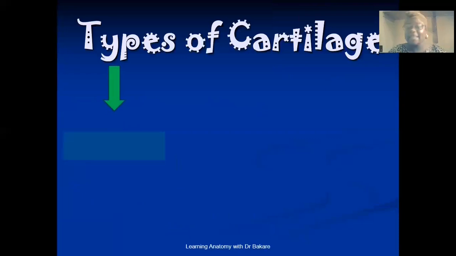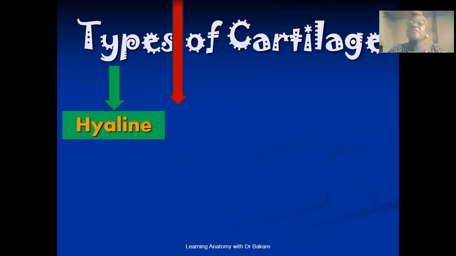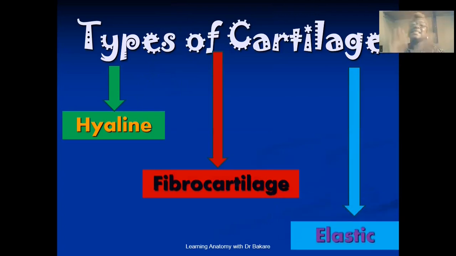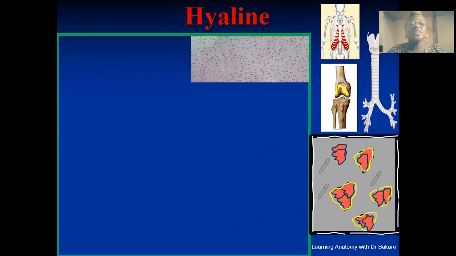So now let's look at the different types of cartilages that we have. We have the hyaline type of cartilage, then we have the fibrocartilage, then finally we have the elastic cartilage. These are the three types of cartilages that we have. And we'll be diving into each of these types to establish the specificity that they present. So for the hyaline type of cartilage, this is the most abundant type of cartilage in the body.